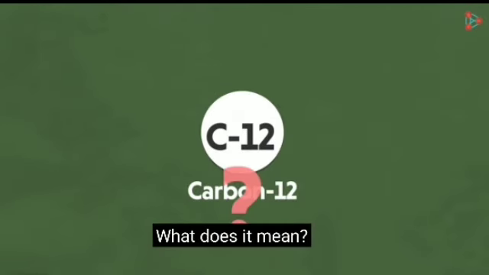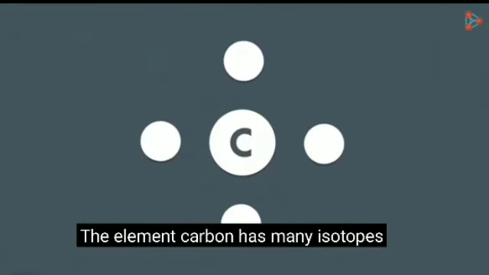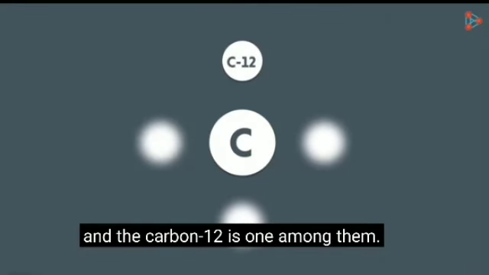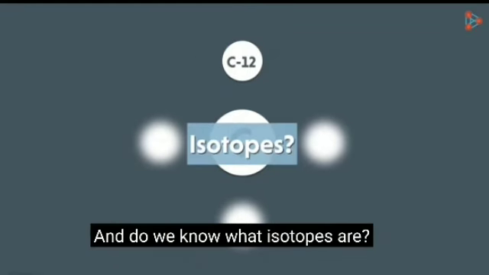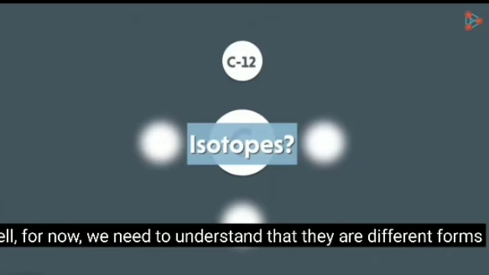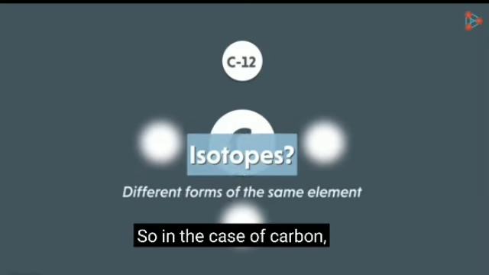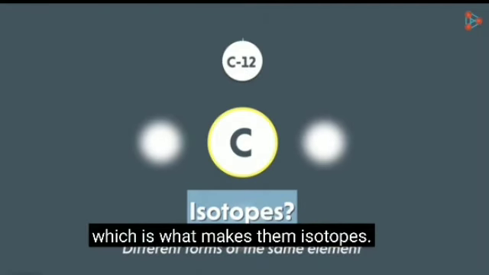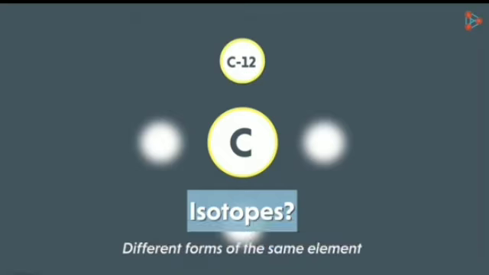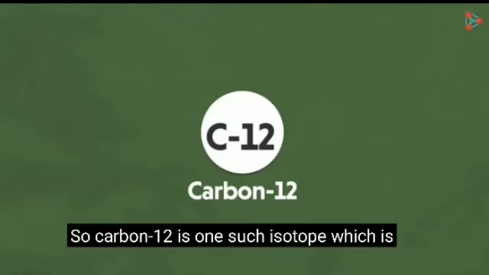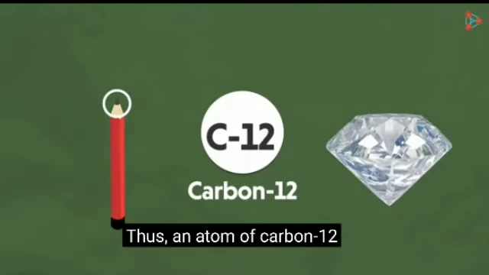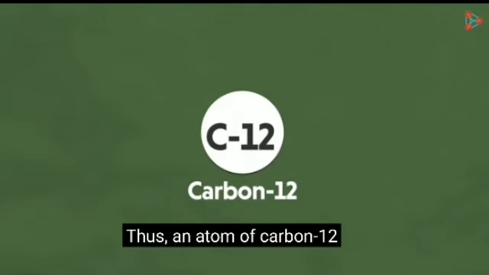What is C12? What does it mean? The element carbon has many isotopes. I have told you the atoms of an element that have the same atomic number but different mass numbers are called isotopes. We need to understand there are different forms of the same element. So in the case of carbon, we will still have slight differences in the atoms, which is what makes them isotopes. So carbon 12 is one such isotope found almost everywhere in nature. You have the pencil lead, you have diamond, all are C12.